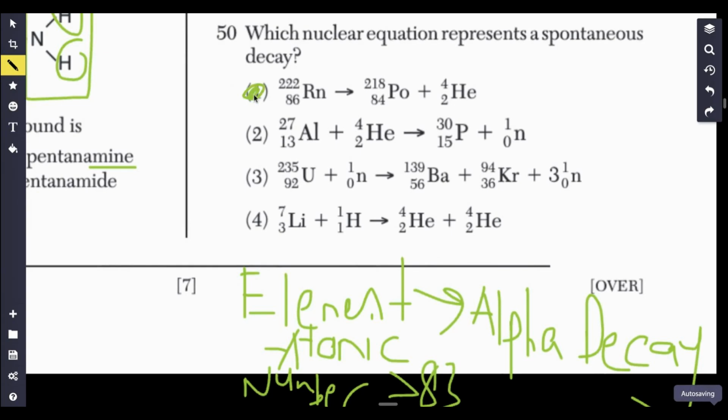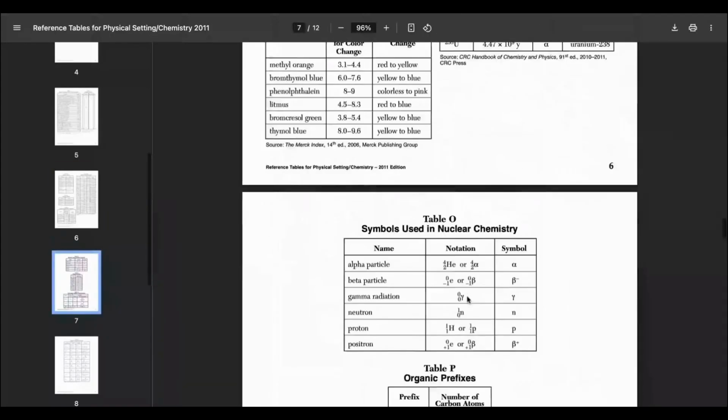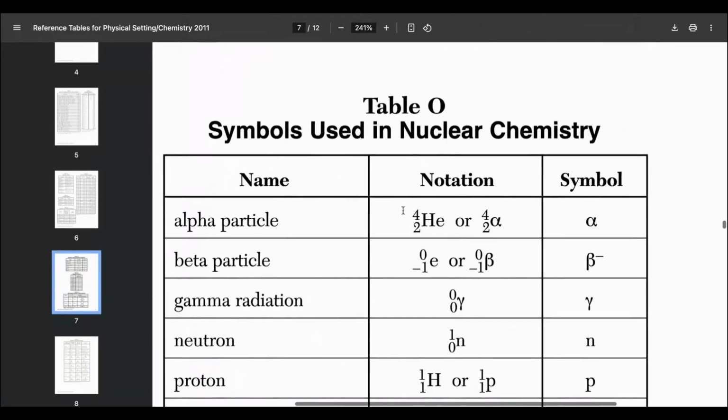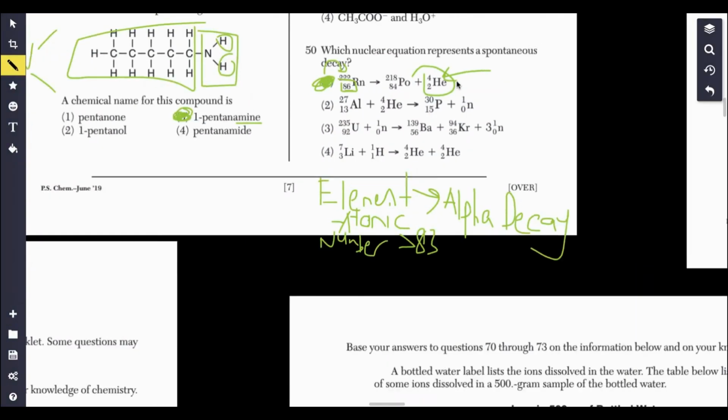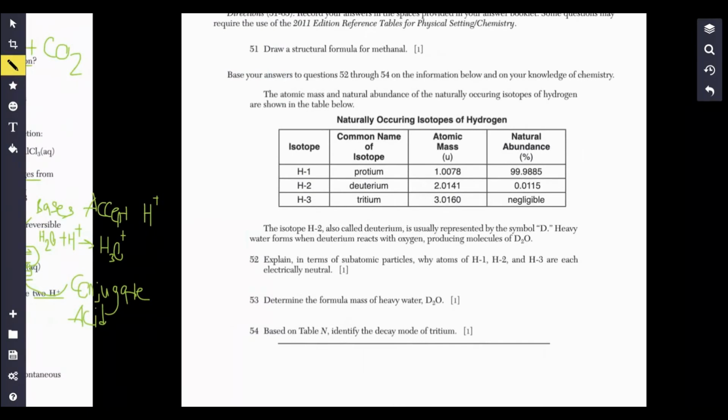So answer choice 1 shows that, well, it's spontaneous because atomic number is greater than 86, so it goes through alpha decay. And once again, this was in the reference guide, but basically it releases an alpha particle, or a helium nucleus, right? The alpha particle is from alpha decay. Notice how this helium right over here matches up with this helium right over here. So you can figure a way through that, even if you don't exactly know it.